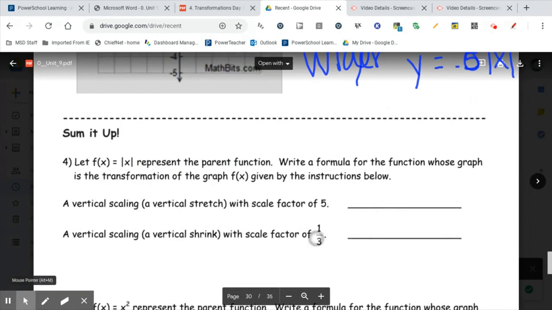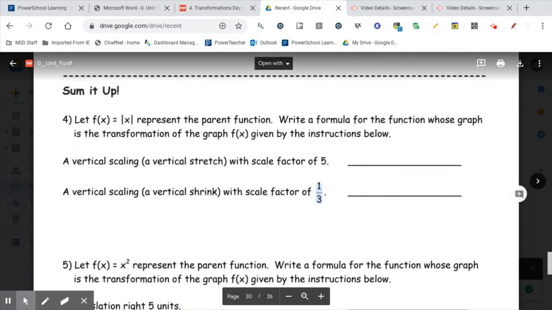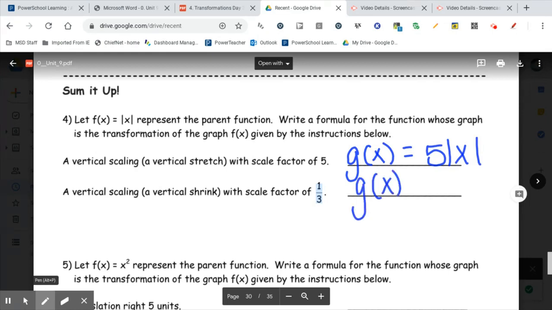And then finally, just to sum it up, number 4 says let f of x equal the absolute value of x represent the parent function. Write a formula for the function whose graph is translated, given by the instructions below. So a vertical stretch with a scale factor of 5 just means that we are going to put the 5 in front of our parent function. So I'm going to rewrite these as g of x just because they're new functions now. So it's going to be g of x equals 5 absolute value of x. And a vertical scaling is called a vertical shrink, which means it's going to get wider and it has a scale factor of 1/3. So we have g of x equals 1/3 absolute value of x.